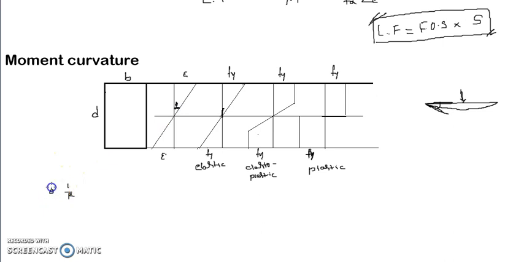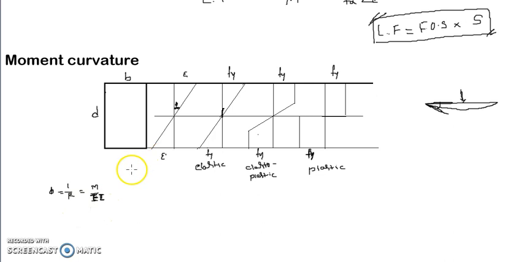So the strain profile slope is called the curvature. Now 1 by r is equal to M by I, which gives M over E. This is the curvature relationship we get, M over E.